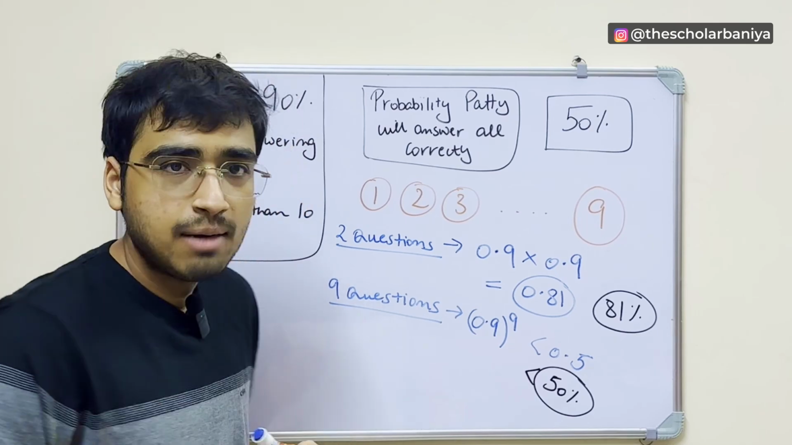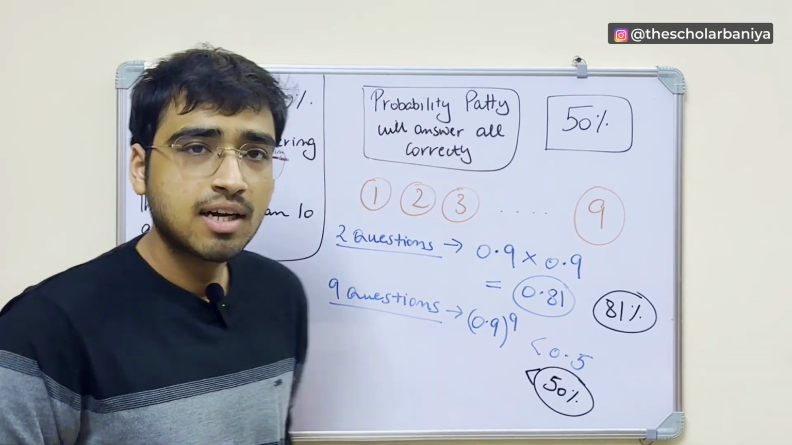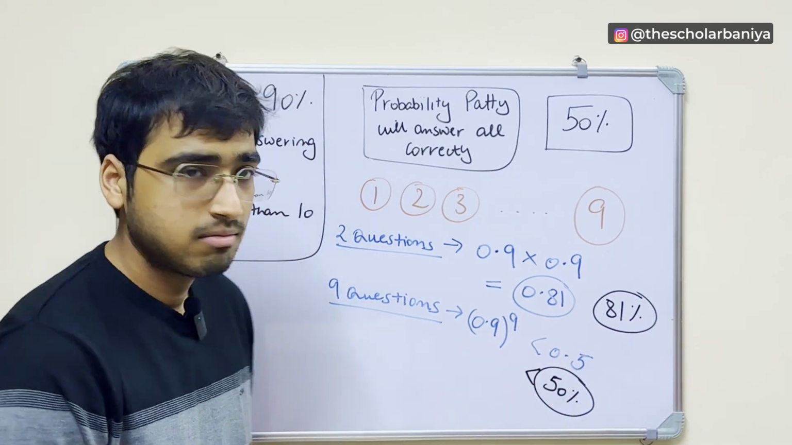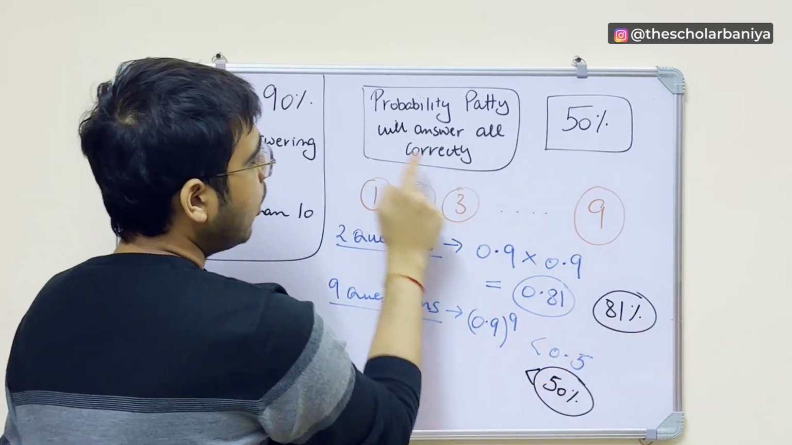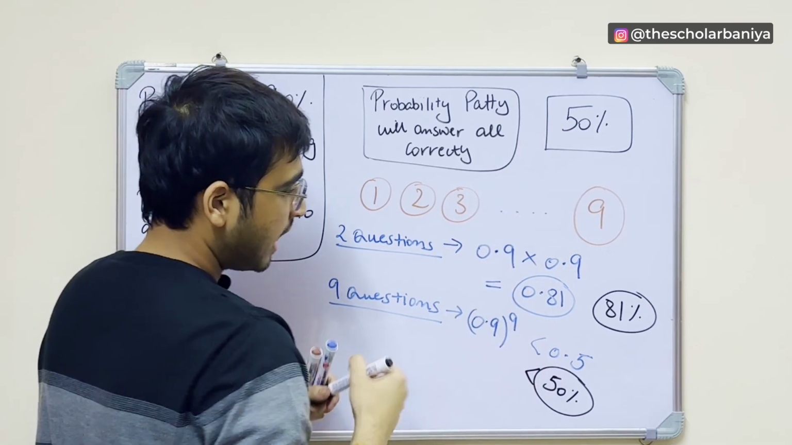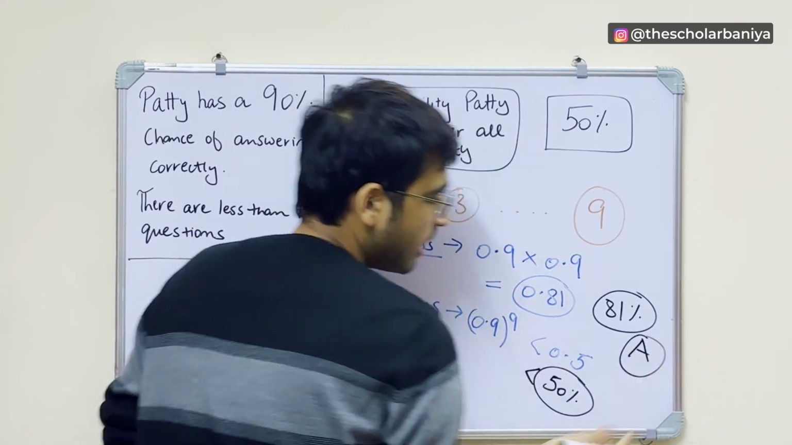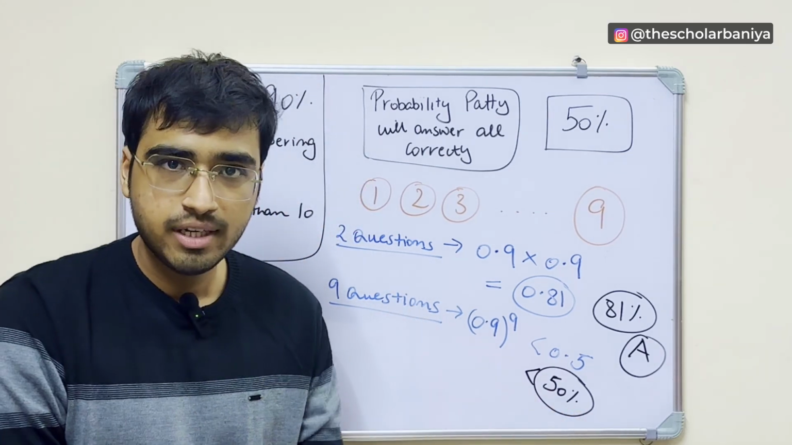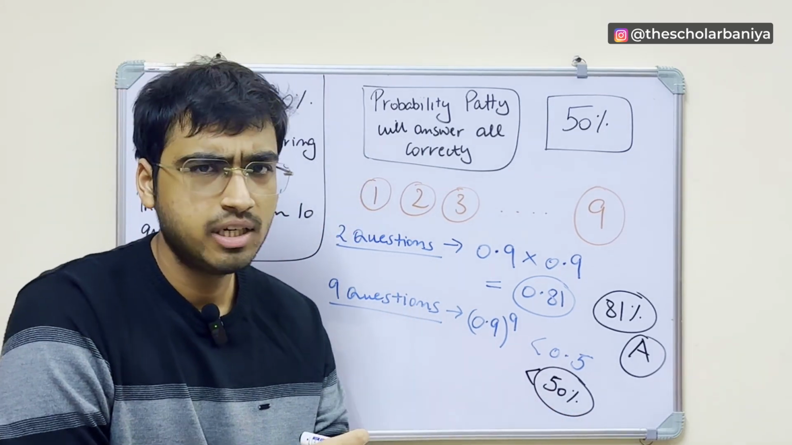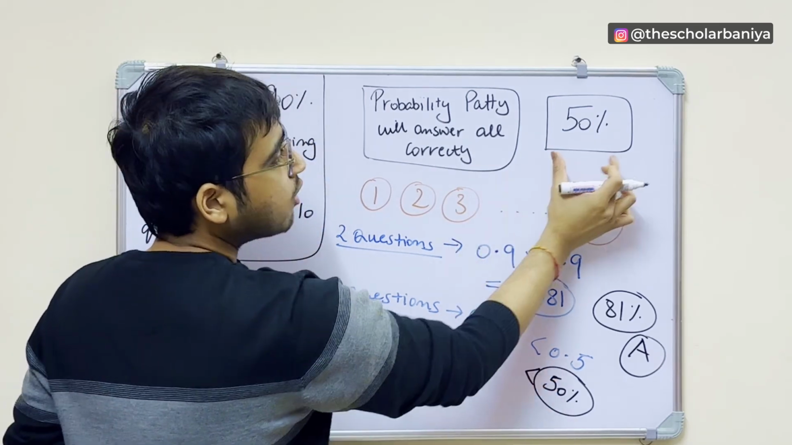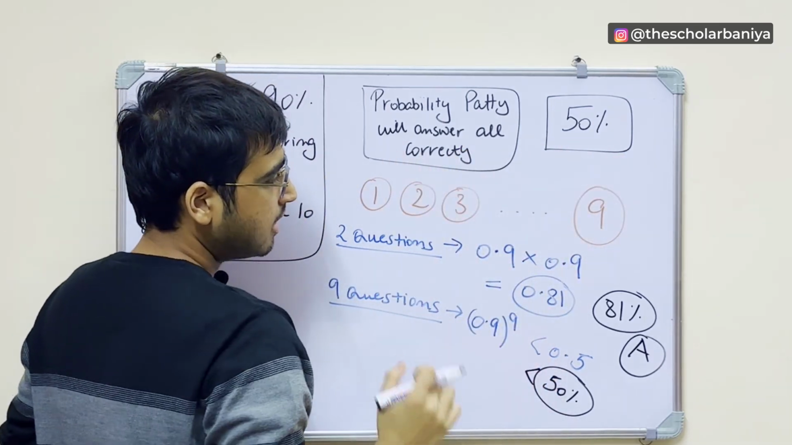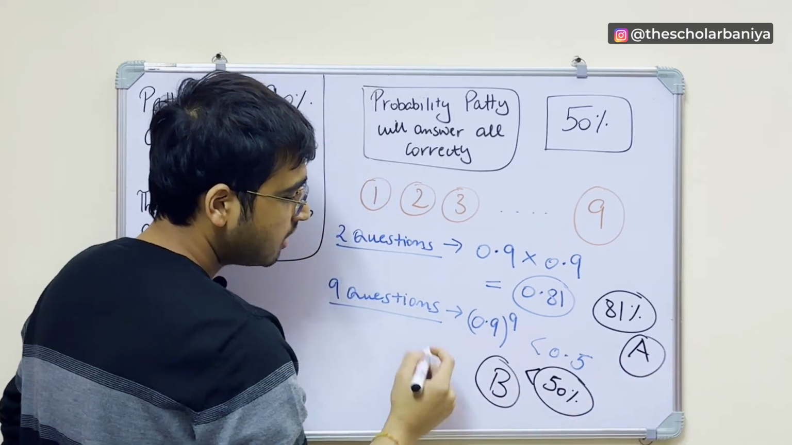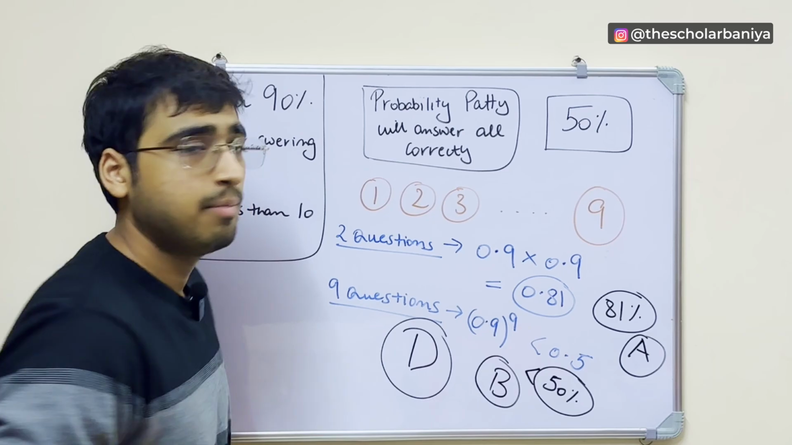Right? So now tell me one thing. The probability Patty will answer the questions correctly. One case is where the probability is 81%, right? And obviously 81 is greater than 50, so that is why the answer becomes A. If you talk about the 9 questions case, the answer is less than 50. It can be 40, 30, 20, 25, 35, whatever. But in this case, obviously 50 will be greater than this. That is why the answer becomes B. So sometimes the answer is A, sometimes the answer is B. Therefore, your final answer becomes D.